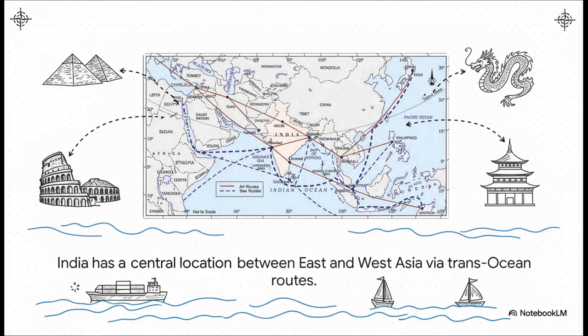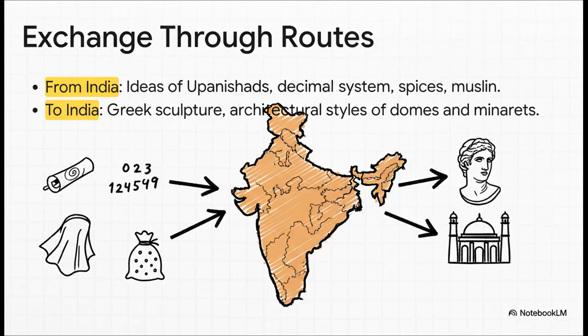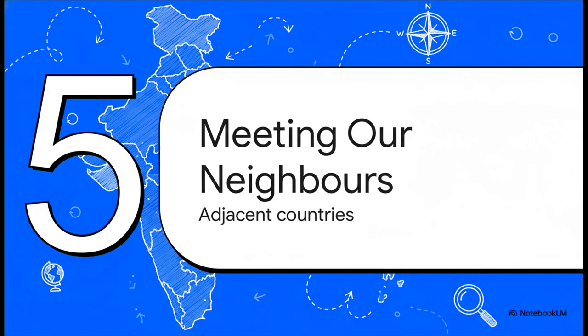This position allows the trans-Indian Ocean routes to connect us easily to Europe and Africa in the west and to East Asia. For centuries, these ancient routes were not just for trade. They were also like highways for the exchange of ideas and culture. Indian stories, the decimal system, and our philosophy spread to the world, and in turn, we were also influenced by ideas from other cultures.